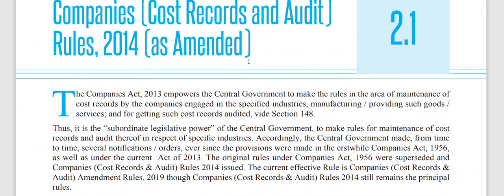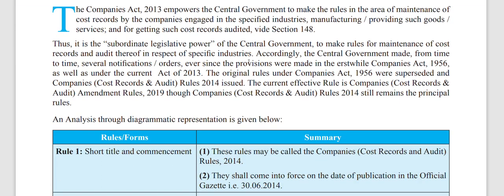So let's get into the topic. Module number 2.1, Companies Rules 2014. The Companies Act 2013 empowers the central government to make the rules in the area of maintenance of cost records by companies engaged in specified industries, manufacturing, providing such goods and services, and for getting such cost records audited via section number 148. So it indicates that Companies Act 2013 empowers the central government to instruct the industries to perform cost audit and cost records in the specified manner as per section 148.